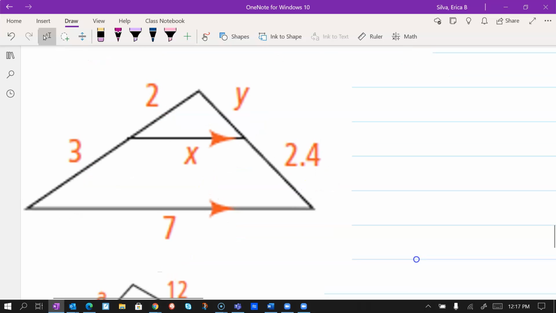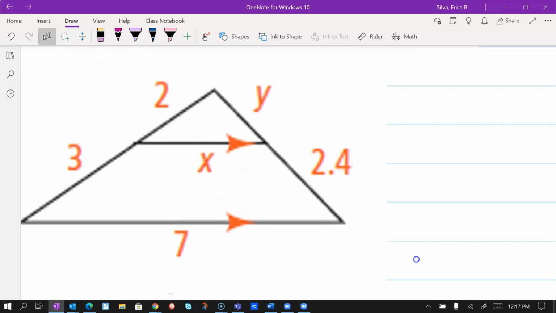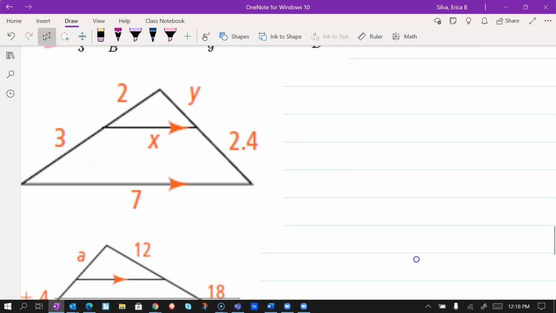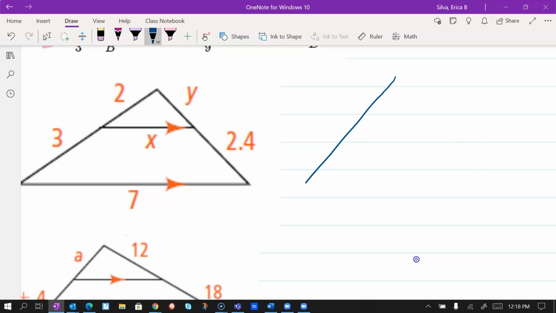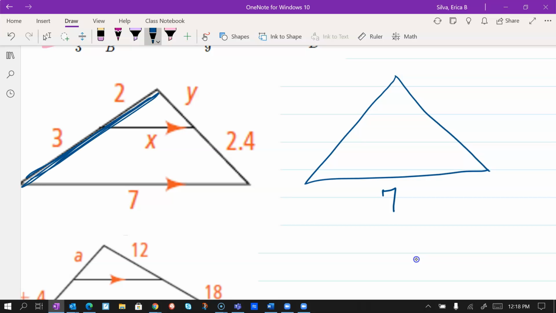Let's look at this one. A lot's going on in this one, right? It's even confusing to me, but what are we going to do? We know we have two triangles, so I'm going to redraw the larger triangle. We know this is 7. What do we know about this length? What is going to be the length of this side? What's the length of that side? Huh? 5. Perfect.